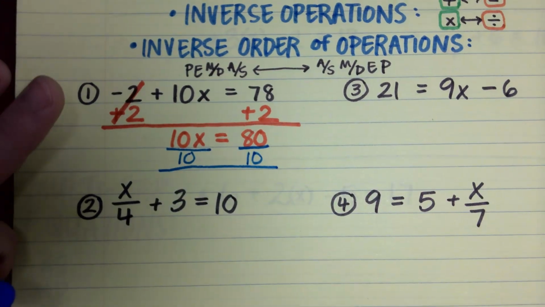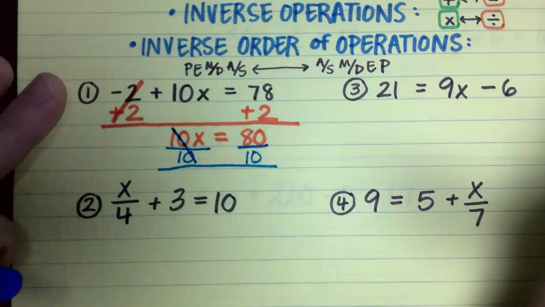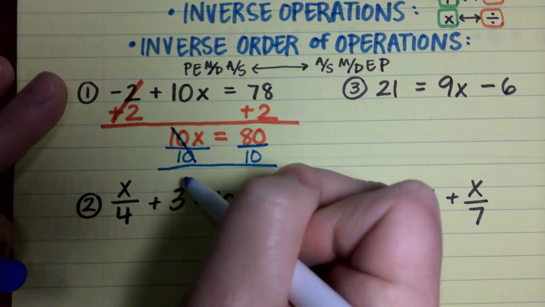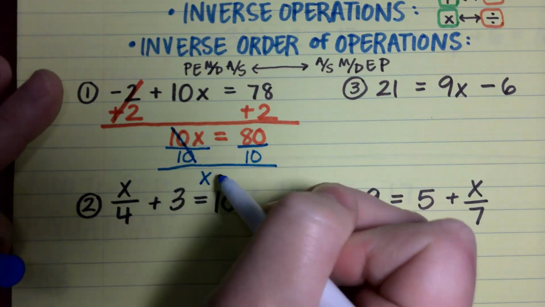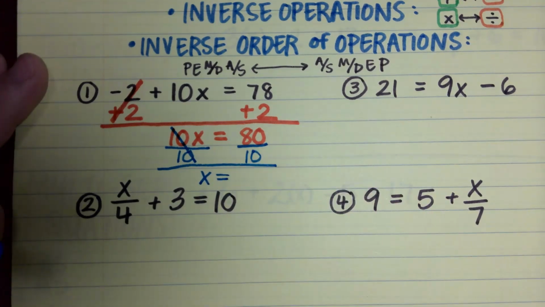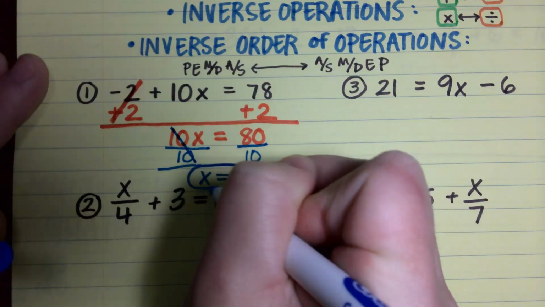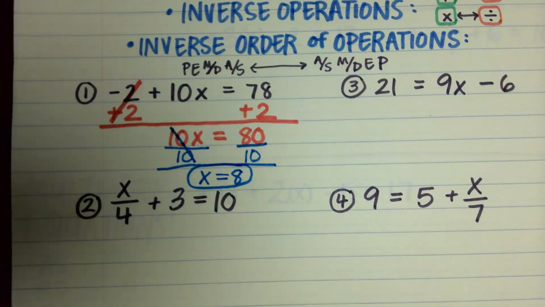What's going to happen to my 10s? Yes. My 10s are going to cancel. I'll bring down my x, my equals, and then what is 80 divided by 10? 8. Perfect. Okay. Did anybody get something different?